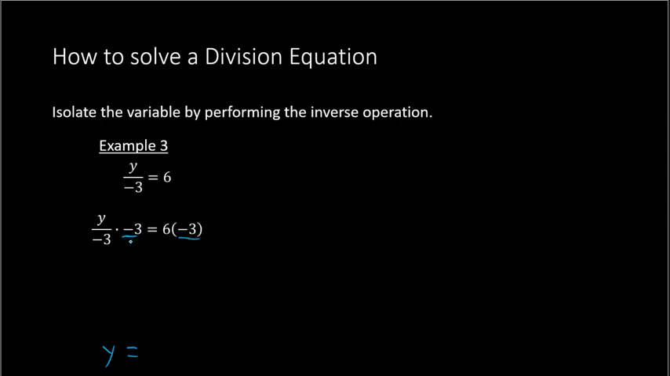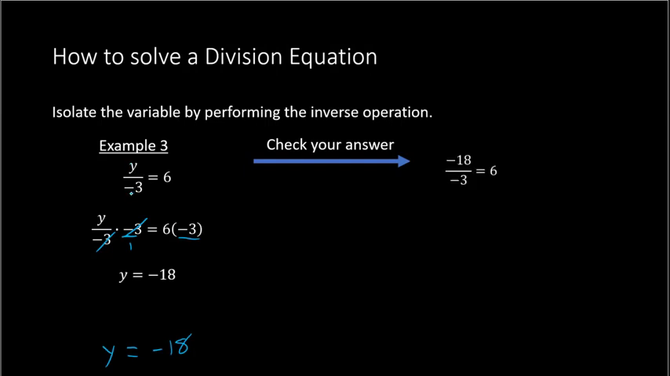On the left side, multiplying by negative 3, or negative 3 over 1, the negative 3's will cancel. You're left with y on the left side, and then 6 times negative 3 is negative 18 on the right. So our solution is y equals negative 18. We can check our answer by plugging back into the original equation. So instead of y divided by negative 3 equals 6, we now have negative 18 divided by negative 3 equals 6.